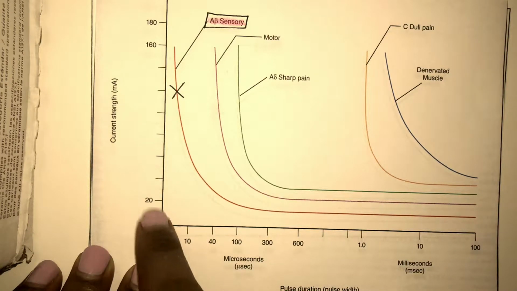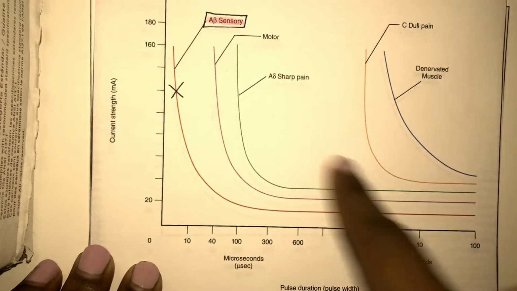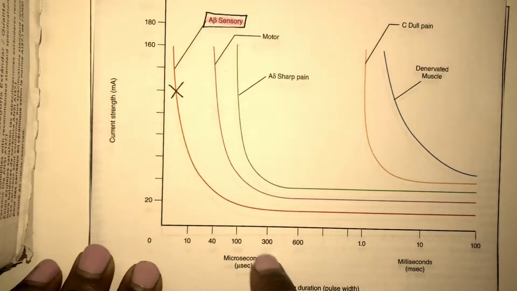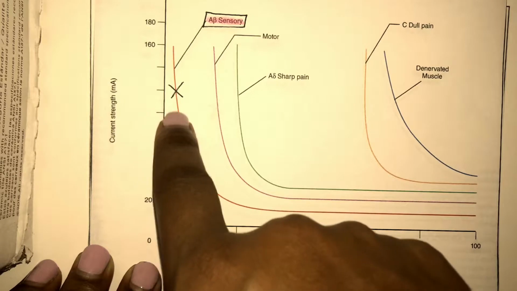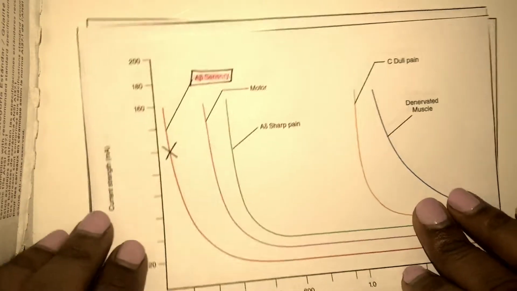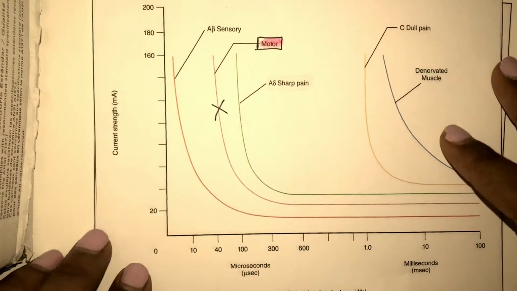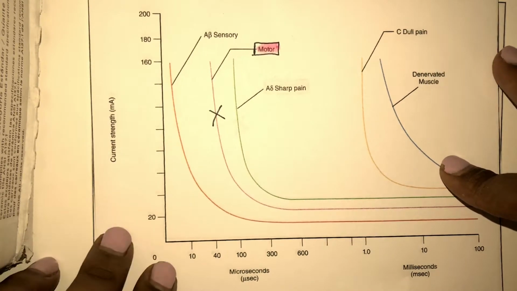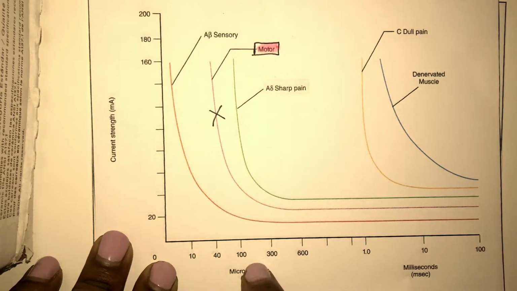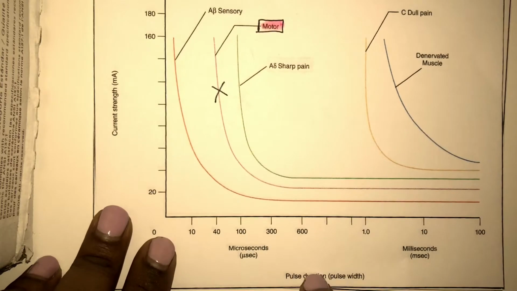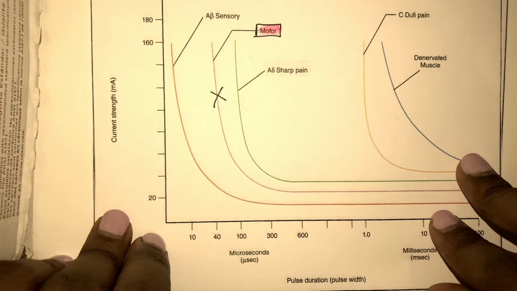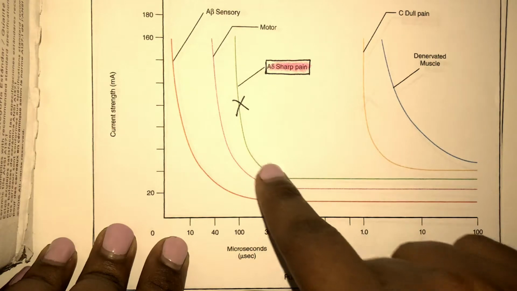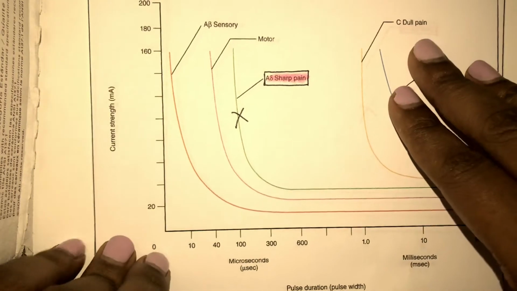So if we read this chart going from left to right, we can see that sensory nerves require a shorter duration, pulse duration, and a lower strength to stimulate action potential here. If we move to motor nerves, we can see as we go over, it requires a slightly longer pulse duration and a slightly higher current strength to stimulate the action potential in motor nerves. Same with sharp pain, a longer duration and a higher intensity.